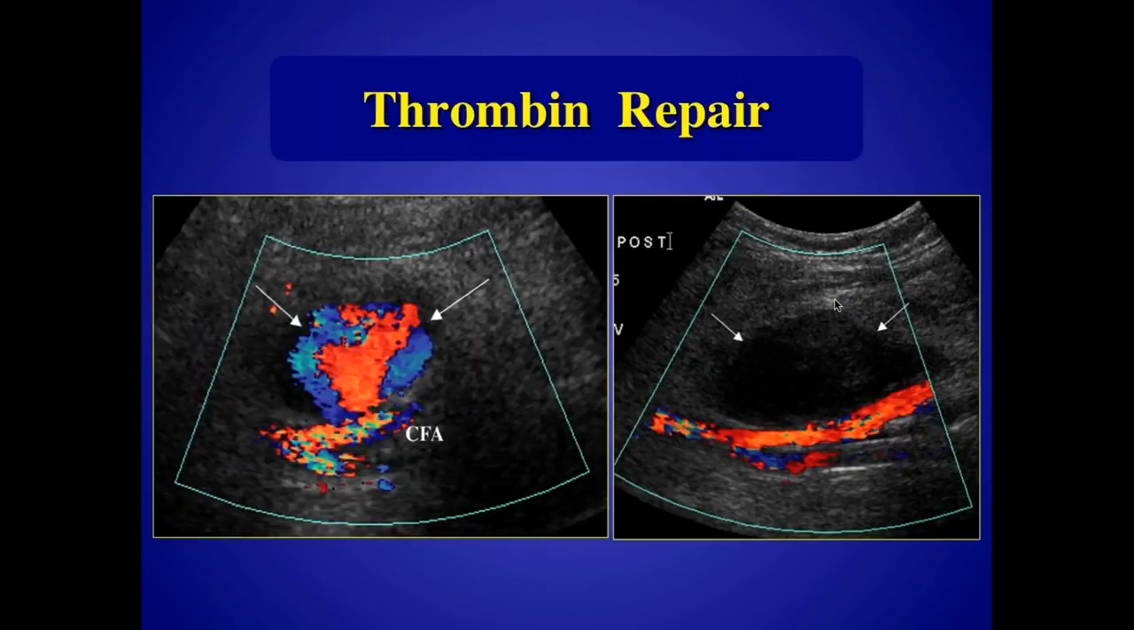And here's just one of our cases from our series. Here we see a common femoral pseudoaneurysm. Here is the artery. The neck is in here. After the injection, you can see we've converted it into a hematoma.